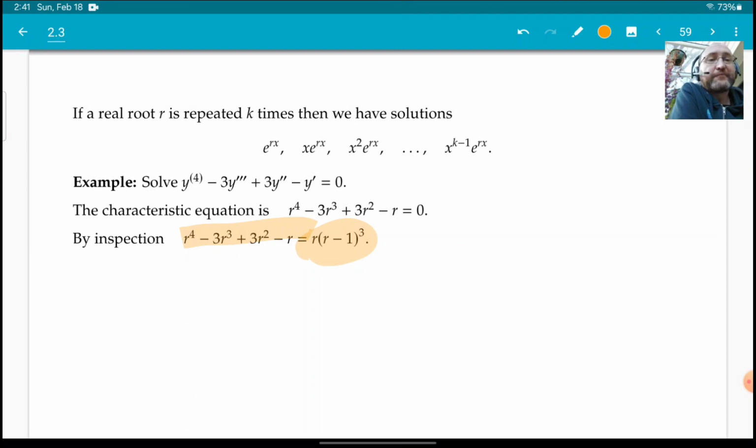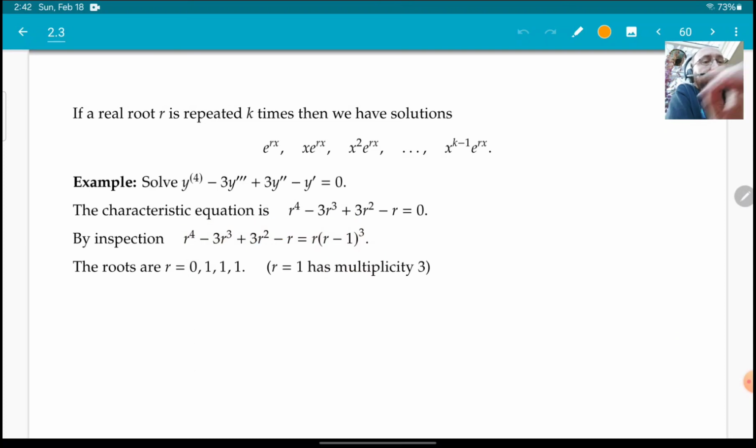The whole thing is degree 4, but you could just divide by r and have a degree 3, and you could plug it into the third degree formula if you really knew the formula, or you plug it into a computer and it will give you this answer. Anyway, point is that the roots are 0, 1, 1, and 1. I have 4 roots. Well, one of them is repeated 3 times because of this third power over here.